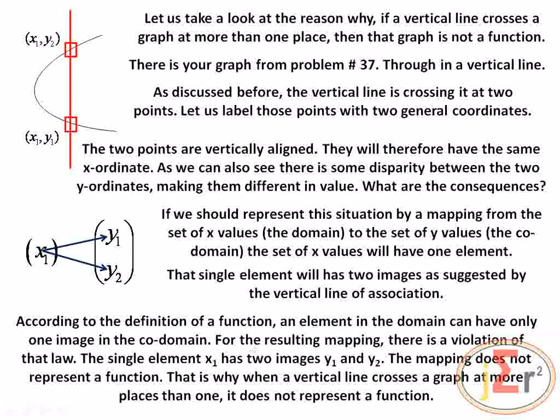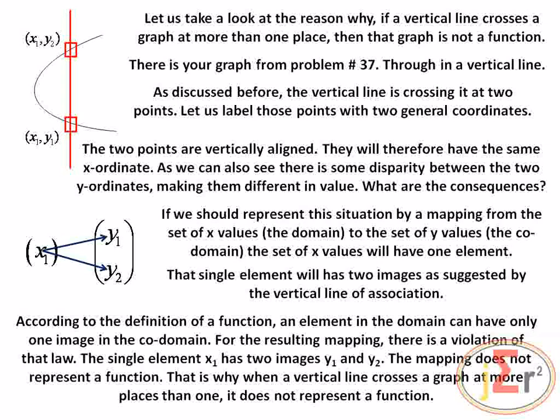According to the definition of a function, an element in the domain can have only one image in the codomain. For the resulting mapping, there is a violation of that law. The single element x1 has 2 images y1 and y2. The mapping does not represent a function.